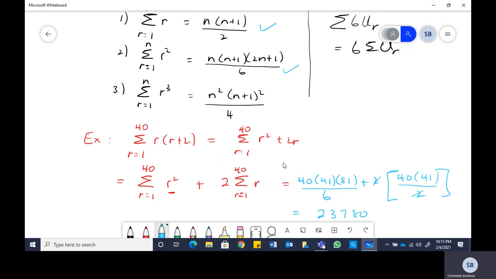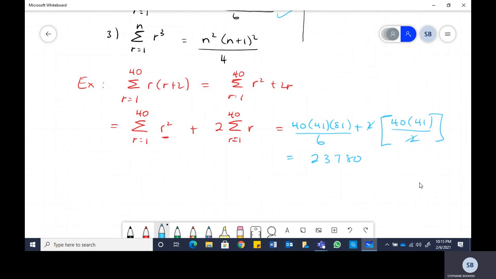Bring them to formats that you can recognize so you can actually just substitute directly into those respective forms. All right, so all of these questions we've been doing so far are when R started from a value of 1 to 40.